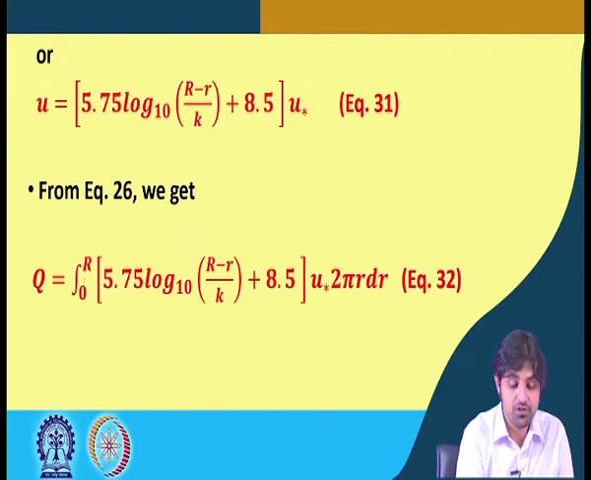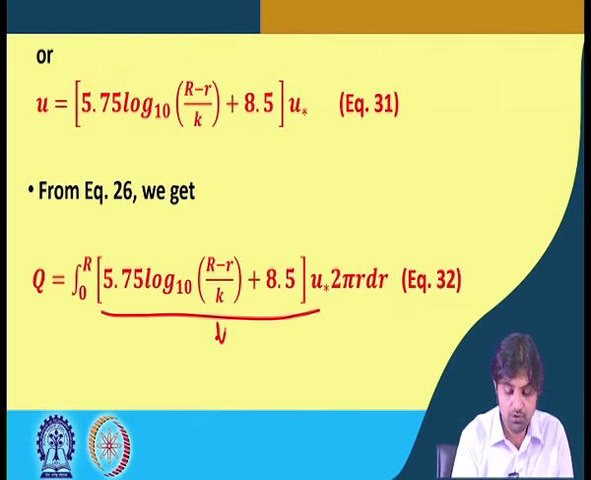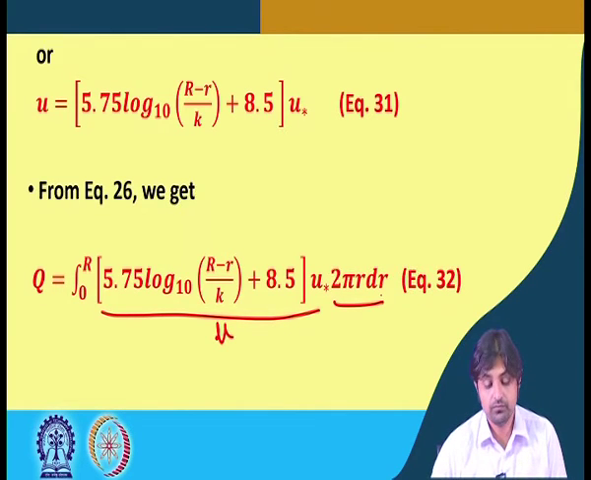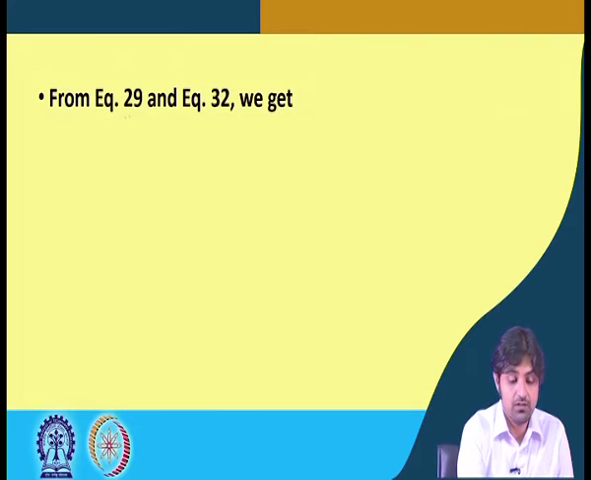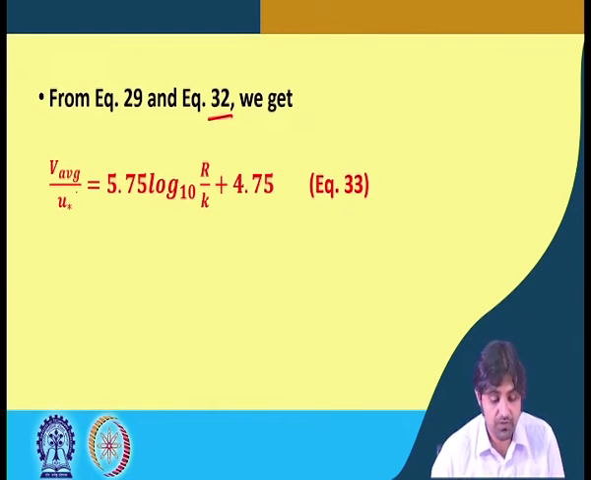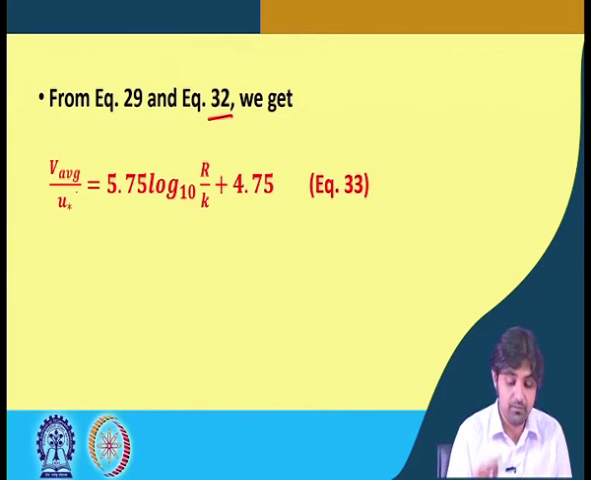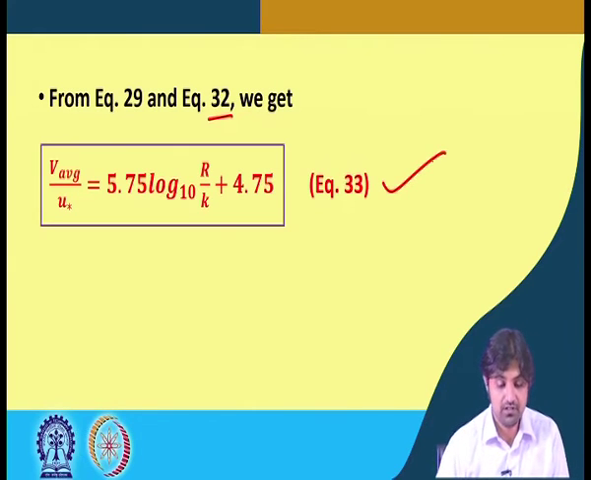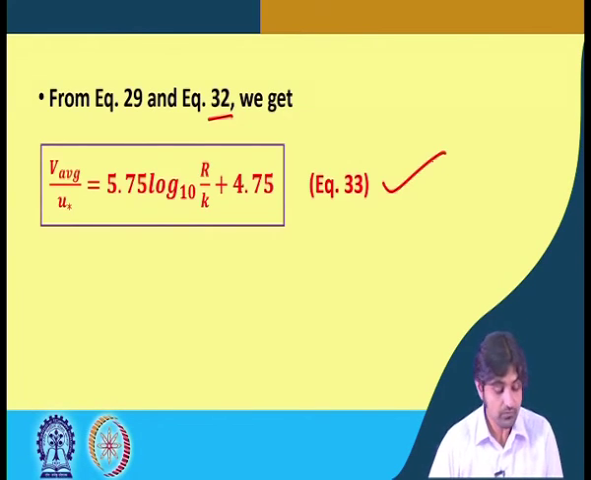So, we integrate it from 0 to R, this is u into 2 pi r dr, and using the equation 32, we will get a similar equation, V average by u star is equal to 5.75 log to the base 10 R by k plus 4.75. So, what is this? This is the average velocity divided by the frictional velocity for the turbulent pipe flow case.